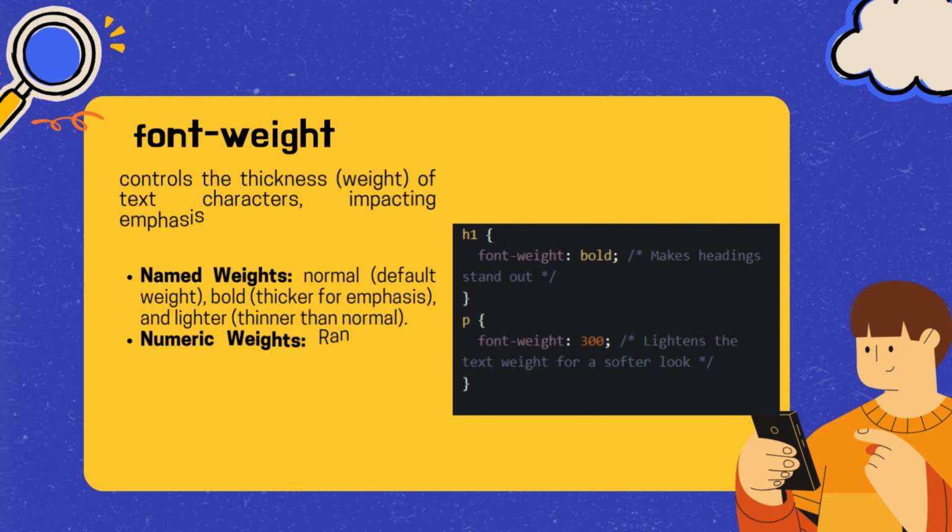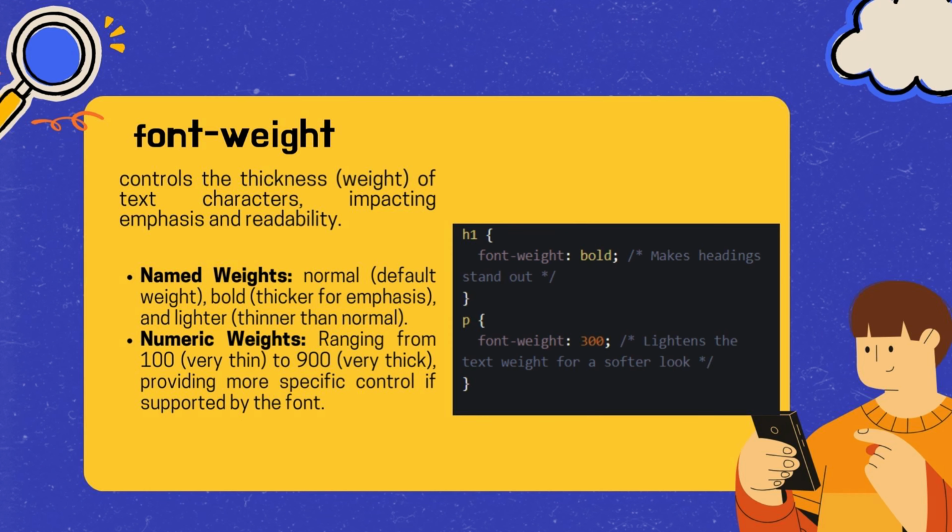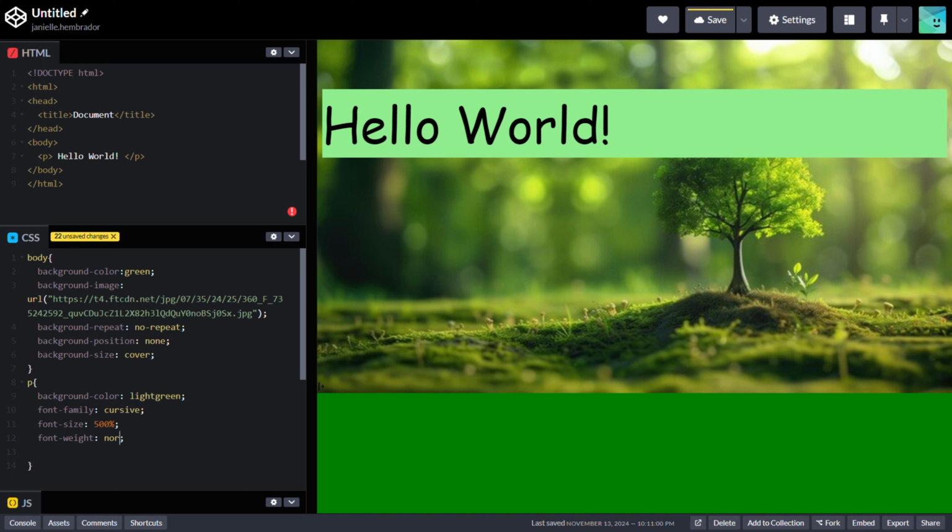Third property is font weight, which controls the thickness or weight of text characters, impacting emphasis and readability. Values can be set to named weight and numeric weight, ranging from 100, very thin, to 900, very thick, providing more specific control if supported by the font.